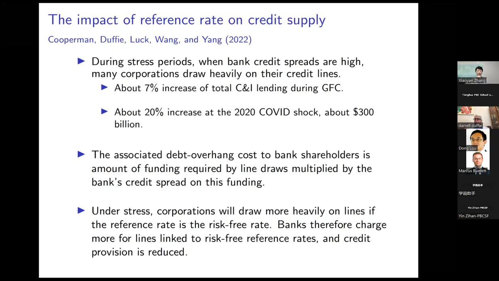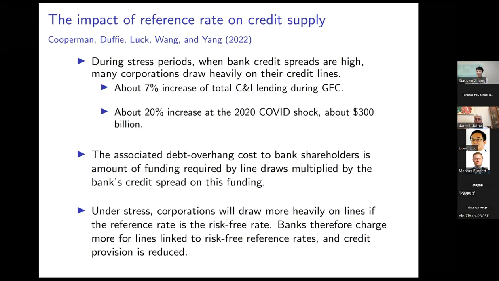If they have risk-free reference rates for their loans, they're not going to get compensated, because the borrowers are going to say, hooray, I get to borrow when credit spreads are way high, I get to borrow at a really low risk-free rate plus a pre-contracted spread. So that's not good for the banks. And when that happens, it's bad news. So banks know in advance that could happen and they price that into their terms.